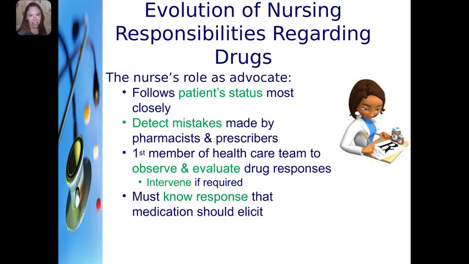Remember, the nurse is going to be the first member of the healthcare team to observe if there are any problems, and you're going to be evaluating the responses to those drugs. And then it's your responsibility to intervene if required. So if you see a problem, you need to take those next steps to correct it. Therefore, as a nurse, you need to know the response that the medication should be eliciting. You need to understand, why is my patient getting this medication, and what exactly is it going to do for my patient?